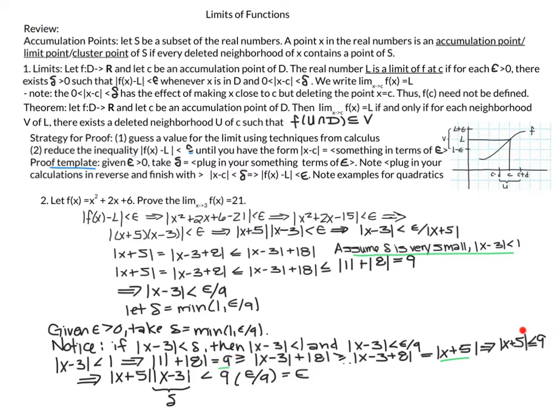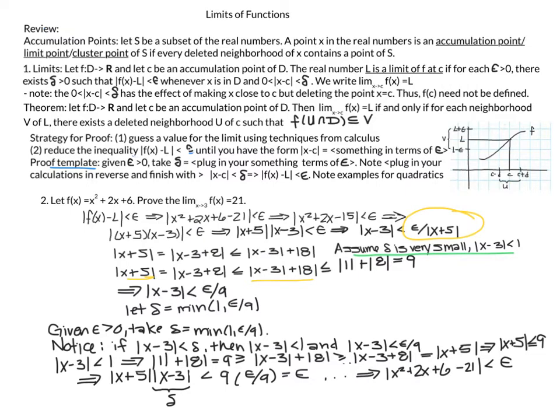Then going from here, I have |x + 5| times |x - 3| is less than 9 times, and then taking |x - 3| less than delta, epsilon over 9, which is equal to epsilon. So I have |x + 5||x - 3| is less than epsilon, and then from there I can work backwards so that |x + 5||x - 3| gets to be |x squared plus 2x plus 6 minus 21|, which is less than epsilon.